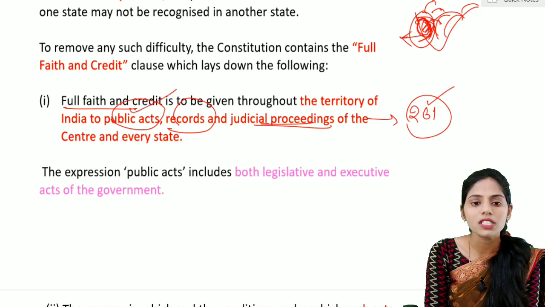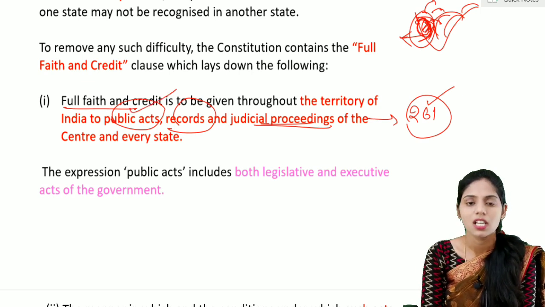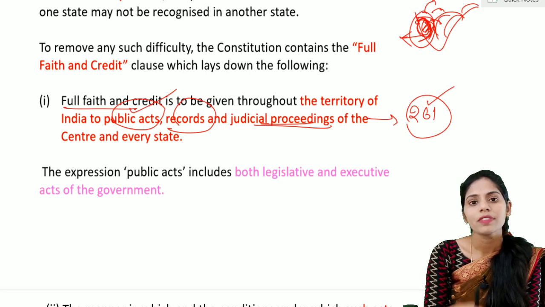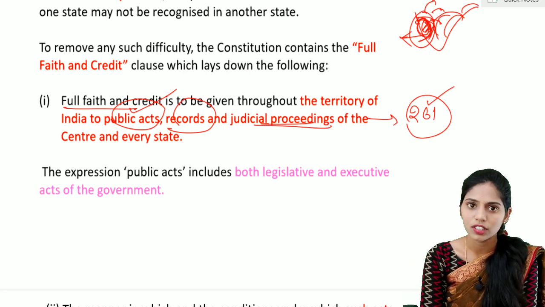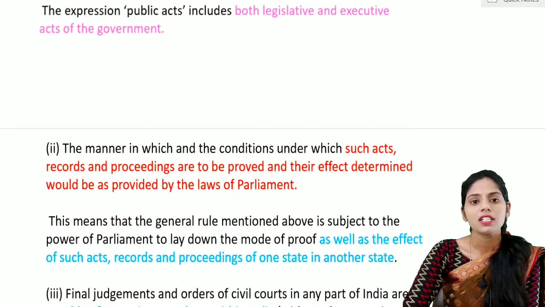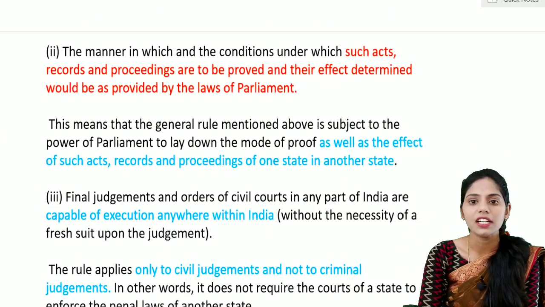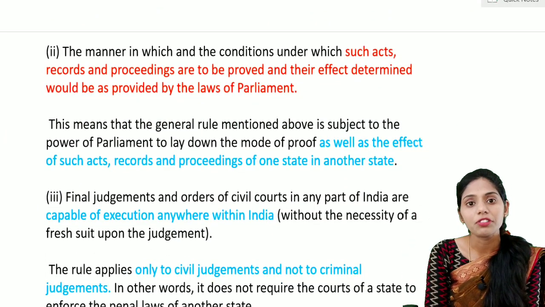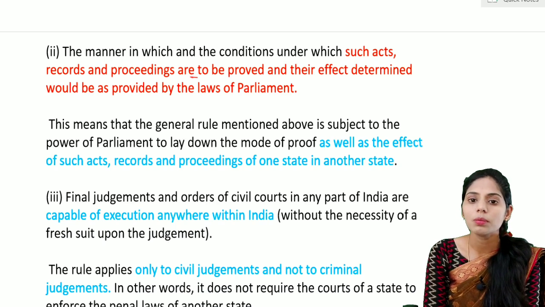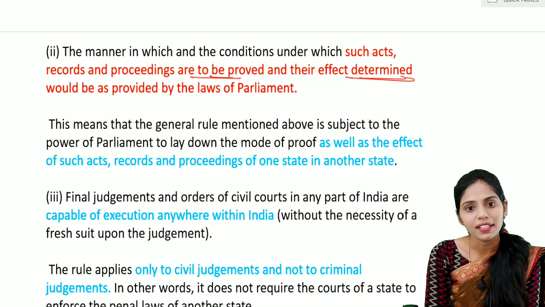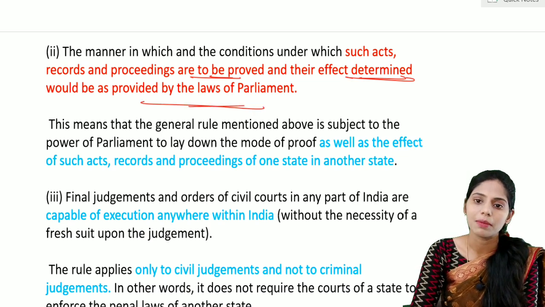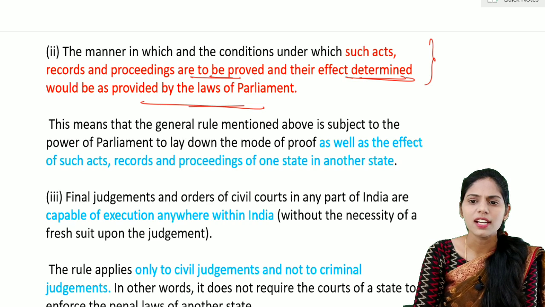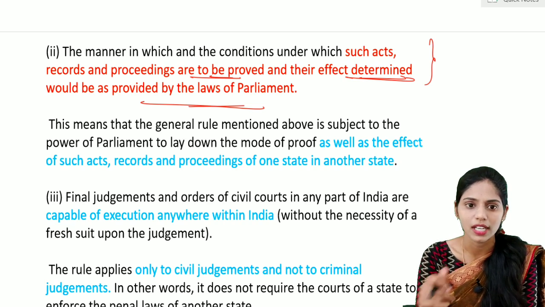First of all, what does the expression public acts mean? They include both legislative and executive acts of the government. The next one is that the manner in which, and the conditions under which, such acts, records and proceedings ought to be proved, and their effect, would be determined by a law of Parliament. This is very difficult to understand, so let us see simply what that statement means.